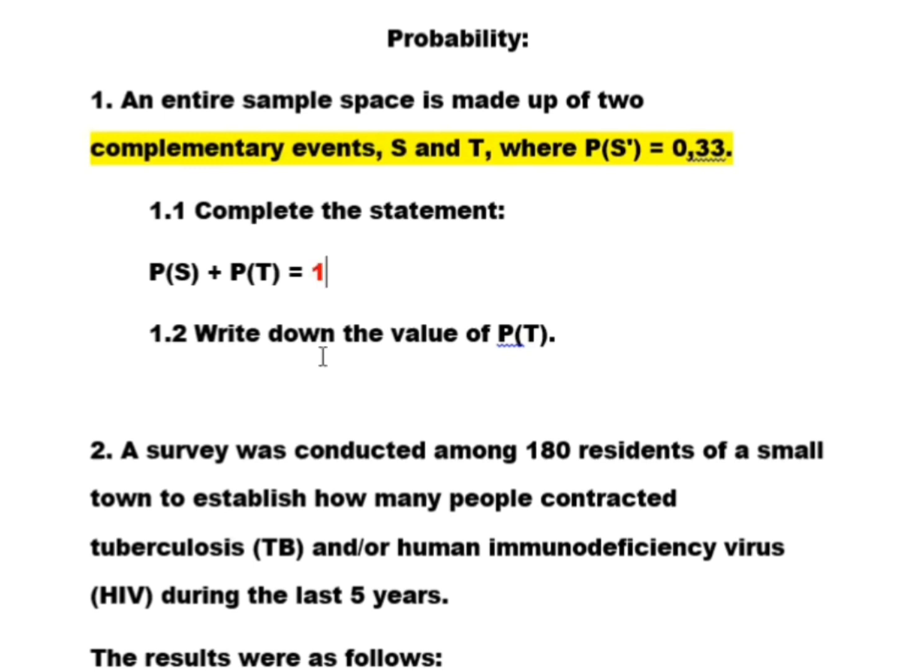Now they say write down the value of T, right? We already know that because it's only two events, if it's not S, it means that you can also write this as T. So the probability of T is 0.33. Let me use a different color.